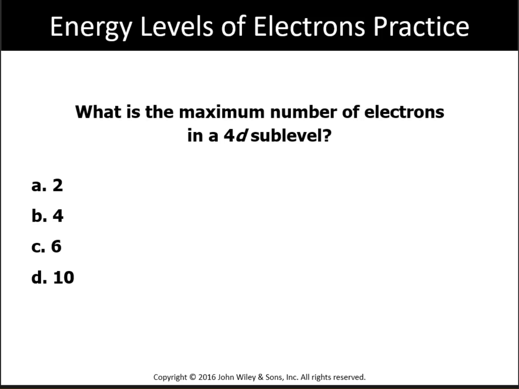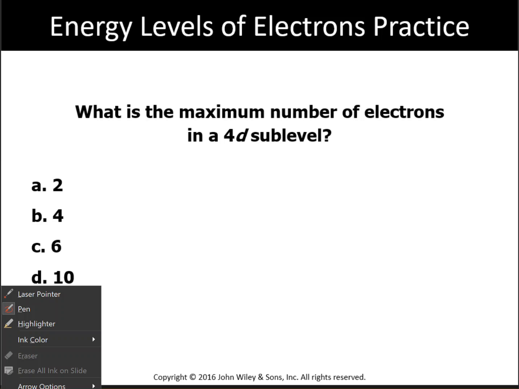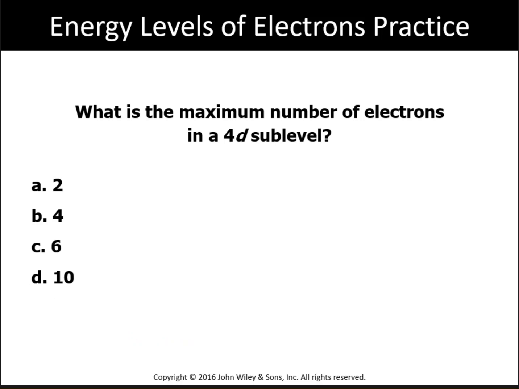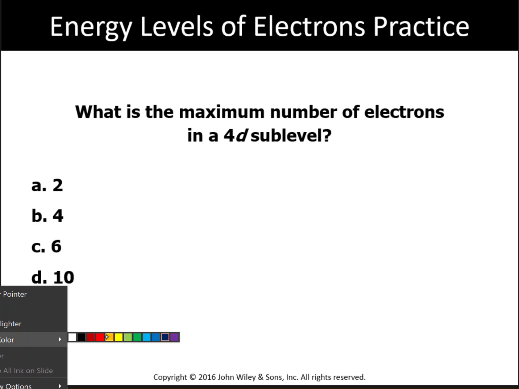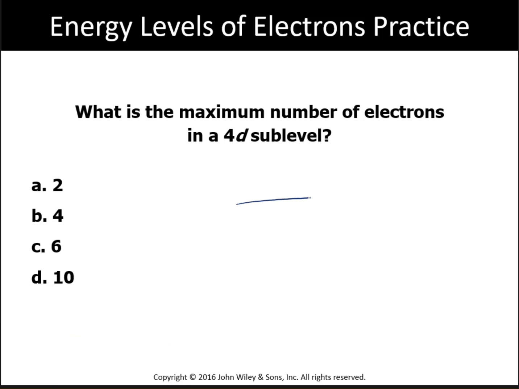So let's look at an example. What is the maximum number of electrons in a 4D sublevel? Whenever it's a D sublevel, remember that a D sublevel is composed of 5 orbitals: 1, 2, 3, 4, 5. And in each orbital, we can have a maximum of 2. So for any d sublevel, you can have a maximum of 10 electrons.